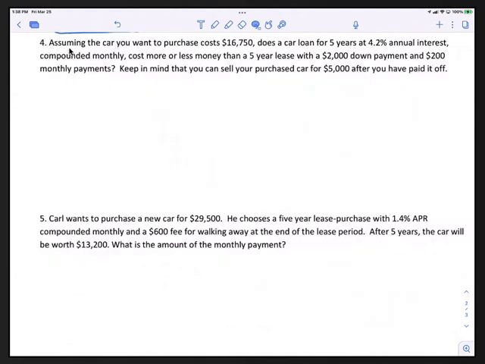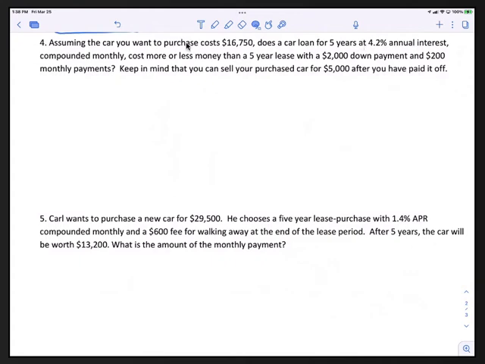All right, here's question 4. It says, assuming the car you want to purchase costs $16,700, does a car loan for 5 years at 4.2% annual interest compounded monthly cost more or less than a 5-year lease with a $2,000 down payment and a $200 monthly payment? Keep in mind that you can sell your purchased car for $5,000 after you have paid it off.